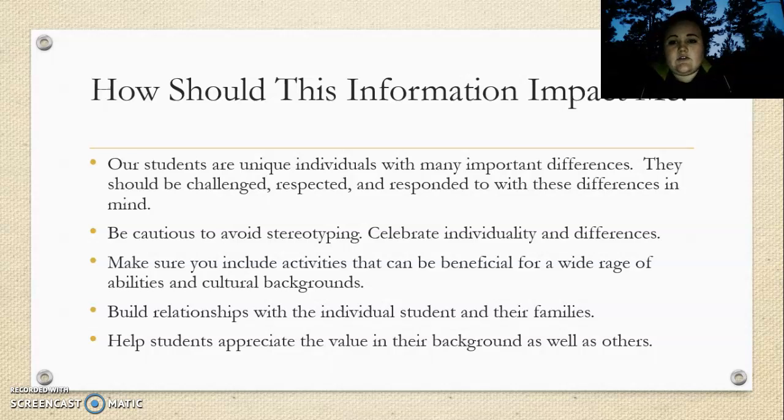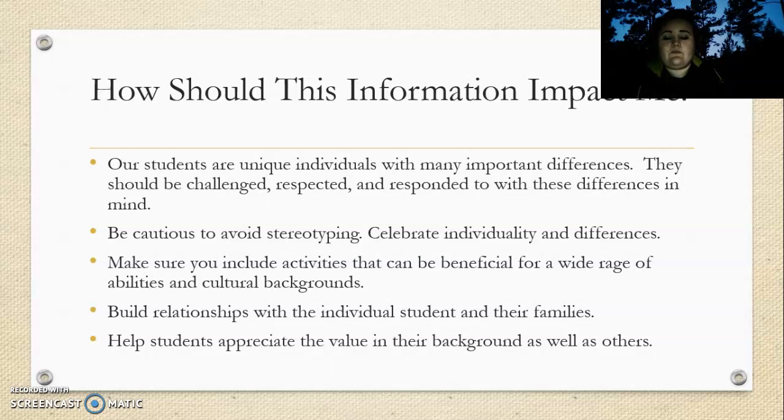So not only should we be cautious to avoid offending them, we need to celebrate how different these students can be and some of the differences between them. We need to make sure that we're including activities that can be beneficial for a wide range of abilities, also a wide range of cultural backgrounds. There were several examples of this in our text.